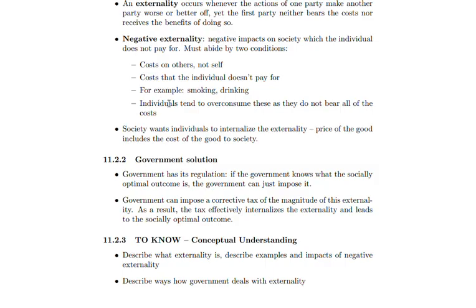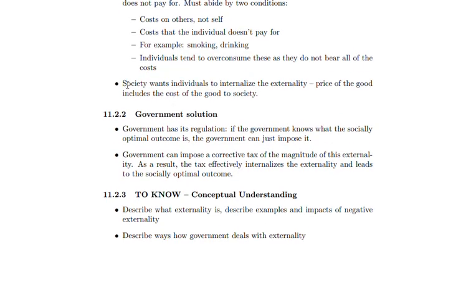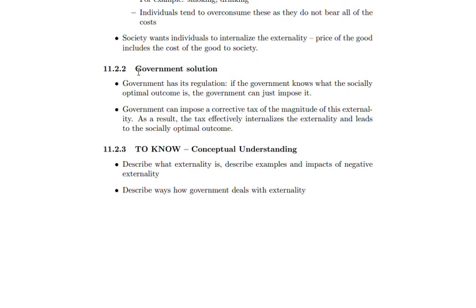Individuals tend to overconsume these as they do not bear all of the costs. Society wants individuals to internalize the externality, so the price of the goods includes the cost of the goods to society.